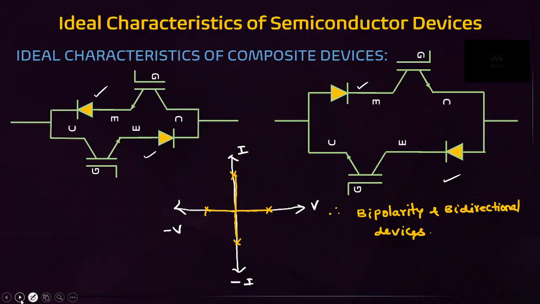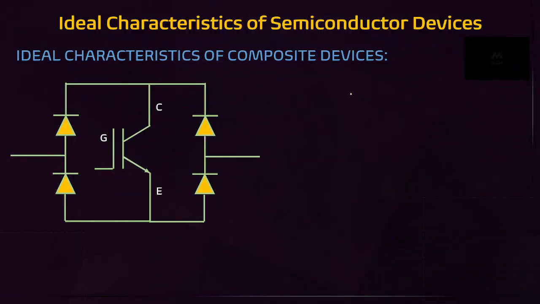The next one is also a bipolarity bidirectional device. You have to check the path. It conducts in both directions. This is one path to conduct. And it also conducts like this. This is the path for conduction. There is one more path for conduction of these devices. Like this also it will conduct. That is the reason why these devices conduct in both directions and block both polarities.